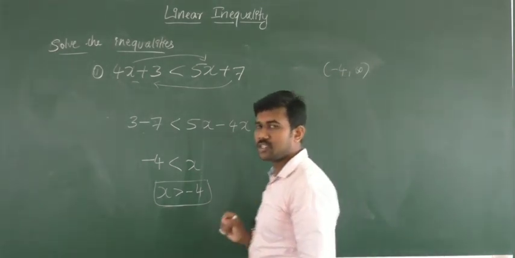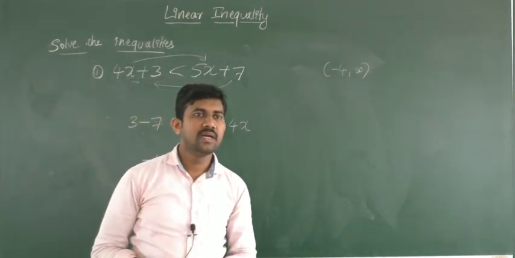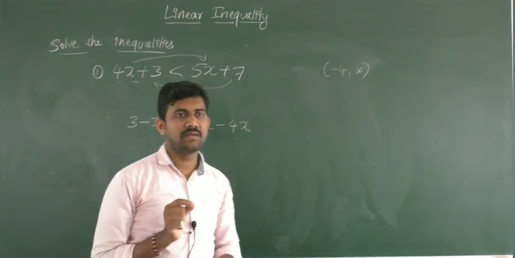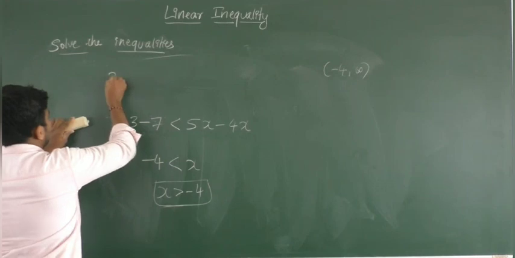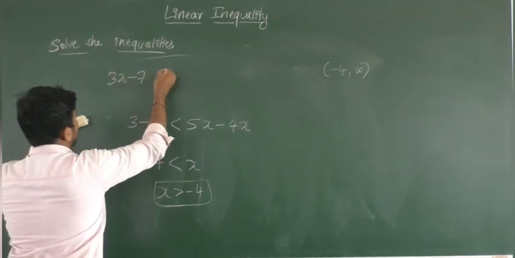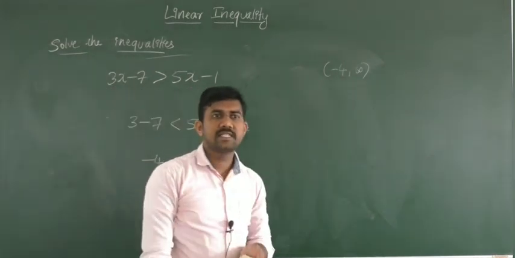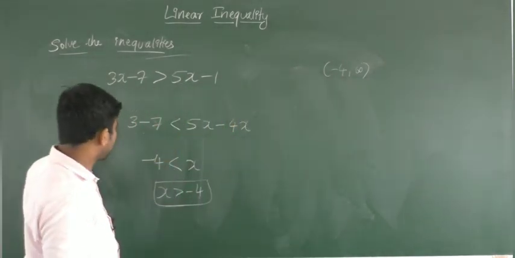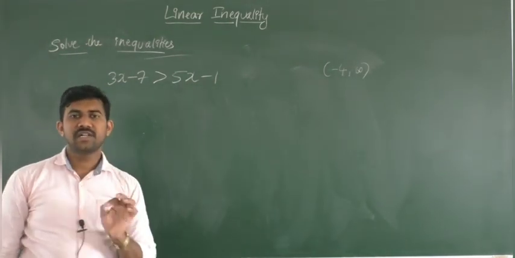Okay, understood this? Now we'll see the next question. 3x minus 7 greater than 5x minus 1. Now just try to solve this question.